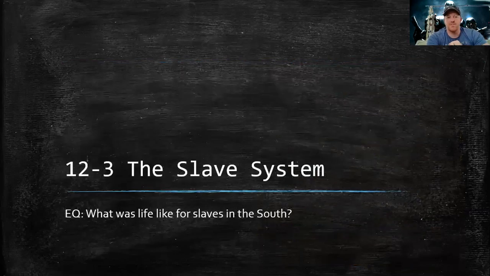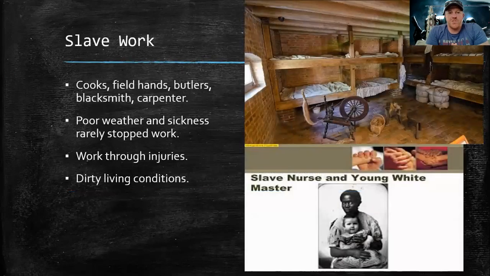Last section of this, the slave system. So what life was like for slaves in the South. Now, slave work, they worked as cooks, field hands, butlers, blacksmiths, carpenters. Poor weather and sickness rarely stopped you from working, all right? You were working. There's no calling out sick. There's no, well, a tornado's touching down. And it was a really sad way of living, of course.